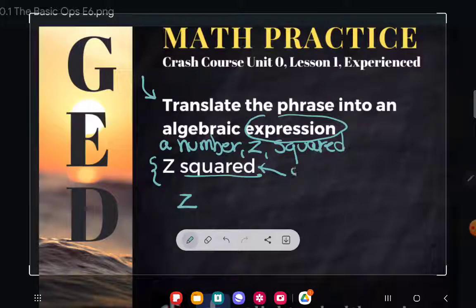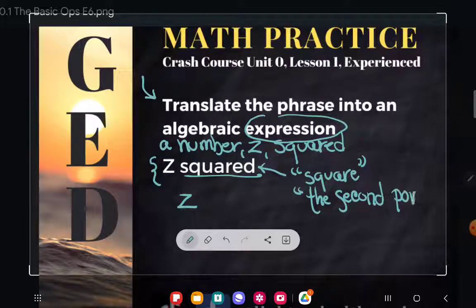Now, some of you guys might remember square is a common name. I call it a nickname. It's not really a nickname. It's another name for this, but it's another name for the second power. The second power. Powers or exponents are those little floating numbers. And the second power is the little 2.